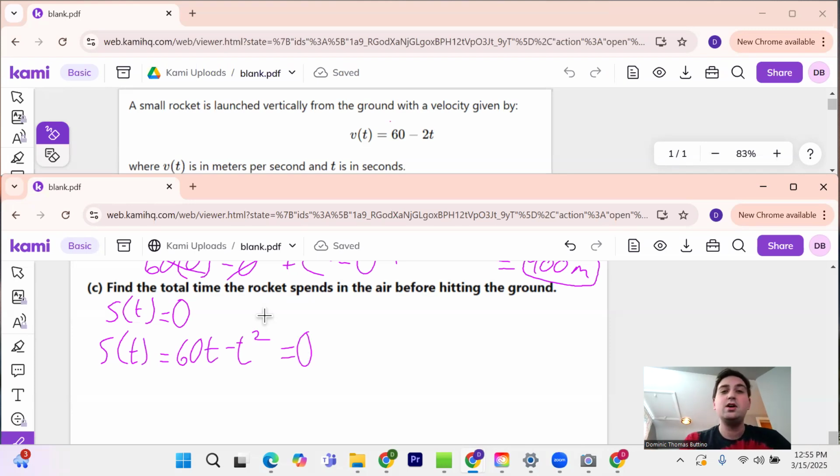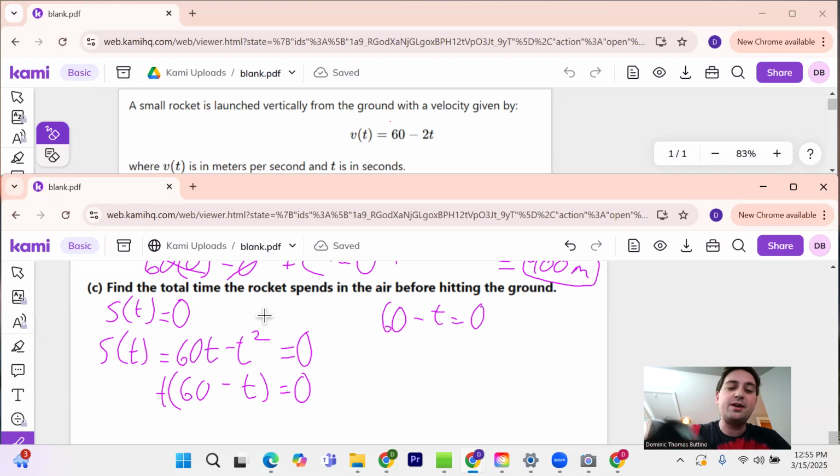Okay, so then what I would recommend we do is take a look at what is in common to both of the terms here. They both have t. So let's pull out a t. We divide that out and get 60 minus, we divide this and we get t, equals 0. Now we set either of those factors equal to 0. t equals 0. Well, that makes sense because that's where we started, right? At time equals 0, the height equals 0. Now let's set 60 minus t equal to 0.